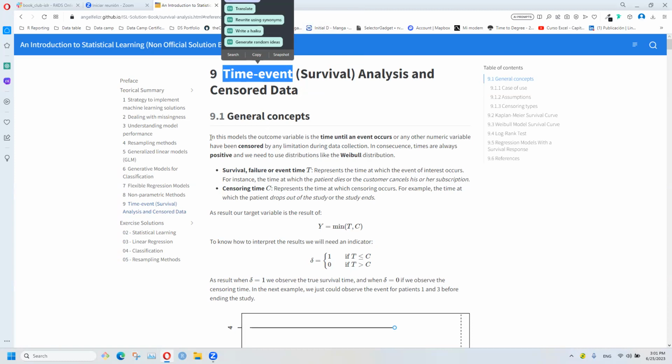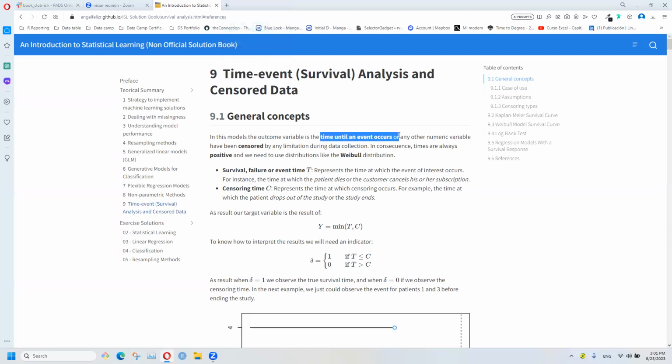When we talk about survival analysis or time to event, in these models the outcome variable is the time until the event occurs, or any other numeric variable that has been censored because of any limitation during the data collection. In consequence, times are always positive, and we need to use distributions like the Weibull distribution.